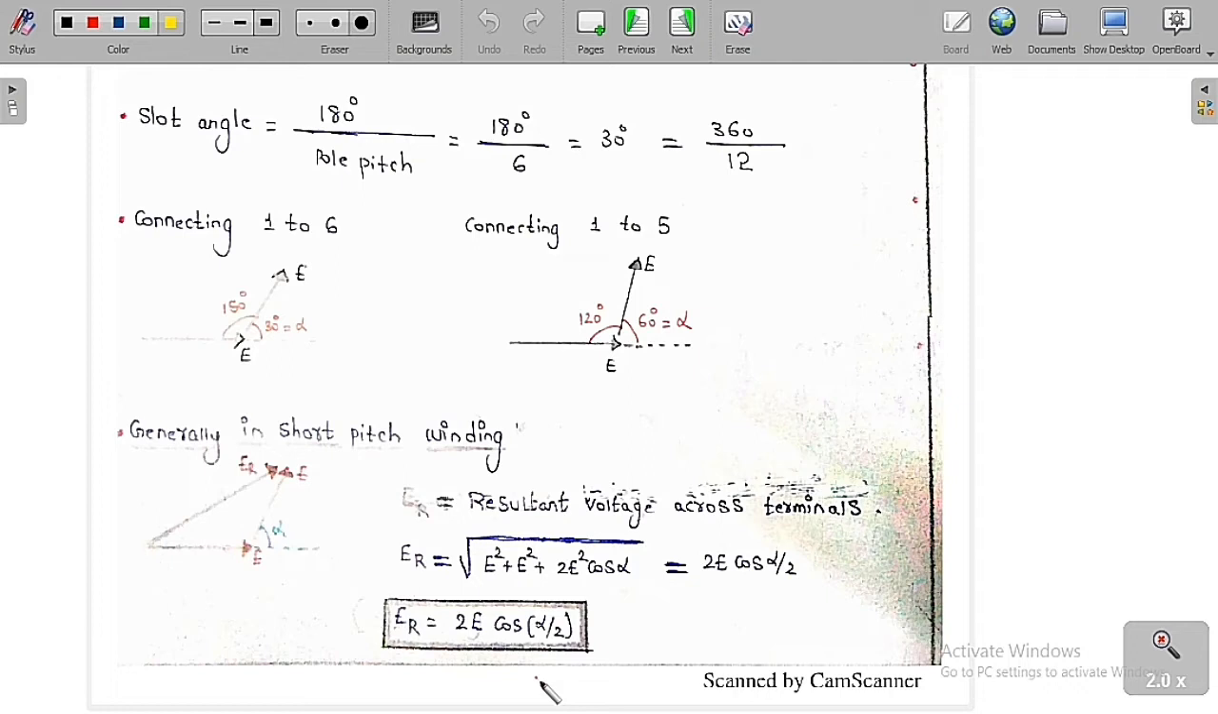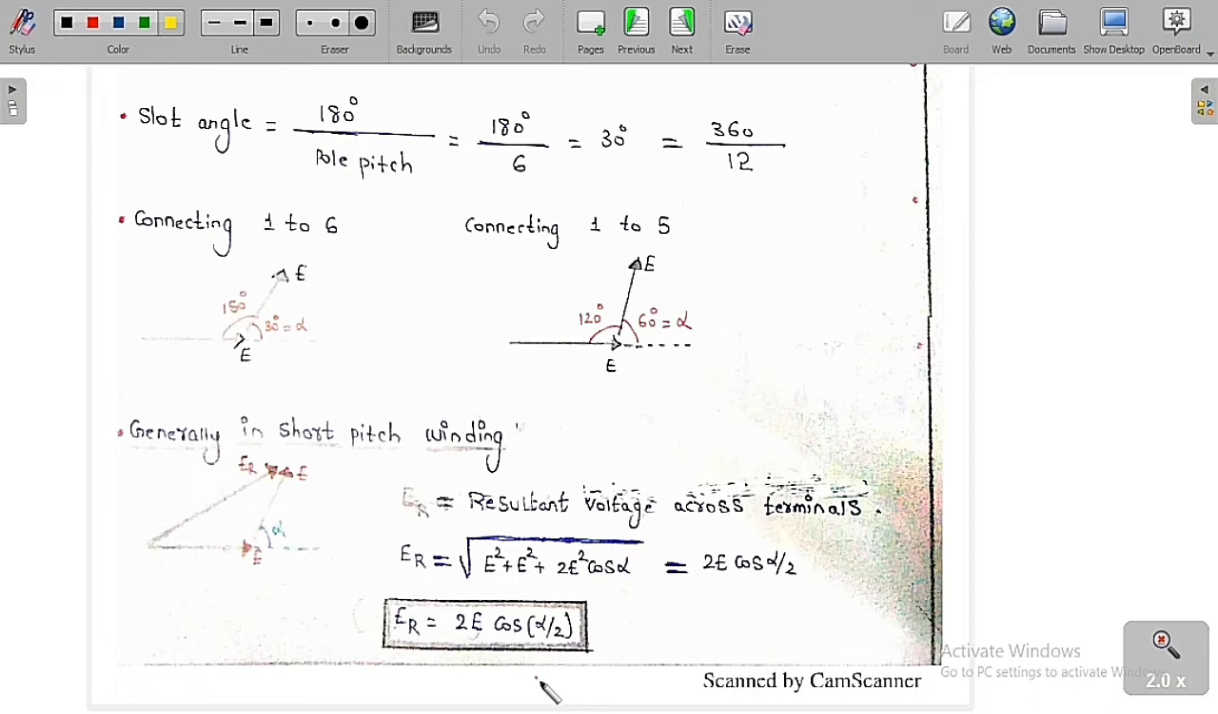The overall mechanical angle between the connectors which are going to connect between the two slots. So alpha is equal to 180 minus the overall mechanical angle between the two slots which you are going to connect them. This is a very important point that you always have to understand.